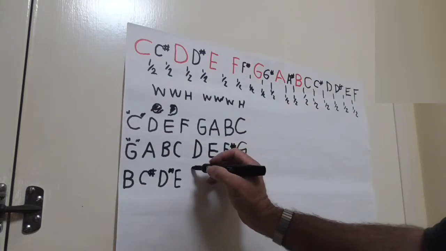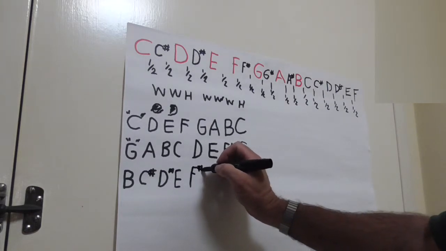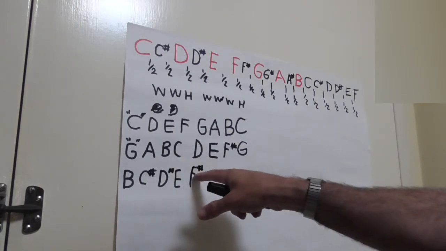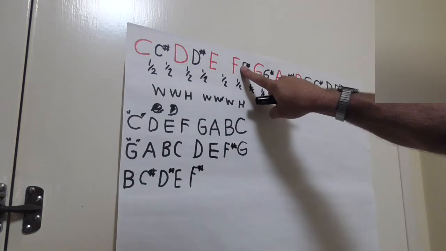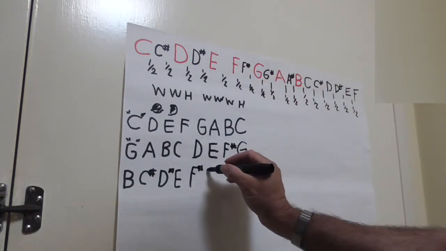So the next note, a whole between E and F sharp, and that's why that next note is there. E, F, F sharp. So now we need to do another whole. We're at F sharp, and we're going to do a whole, so we take a half and a half. That takes us to G sharp.